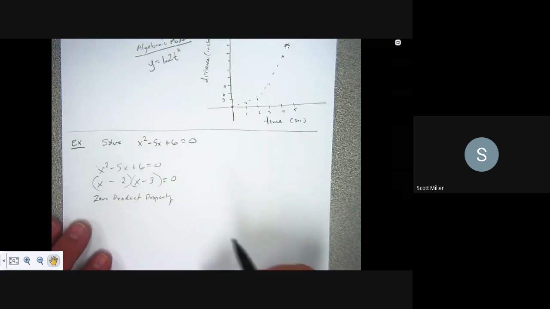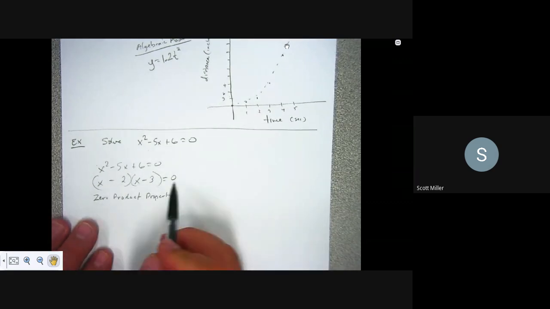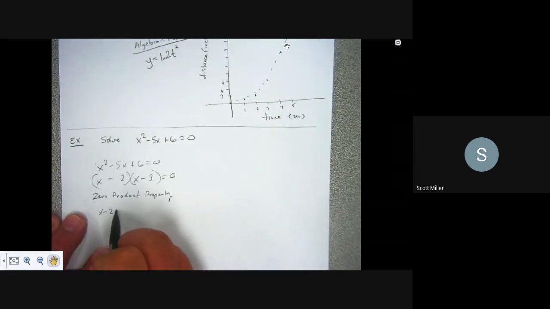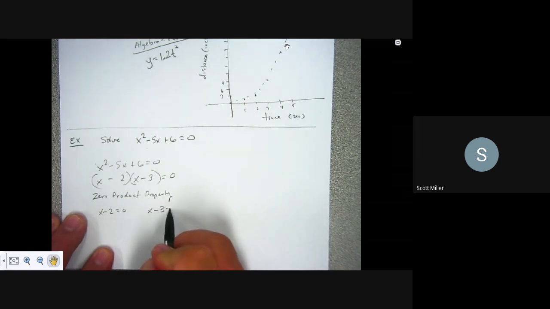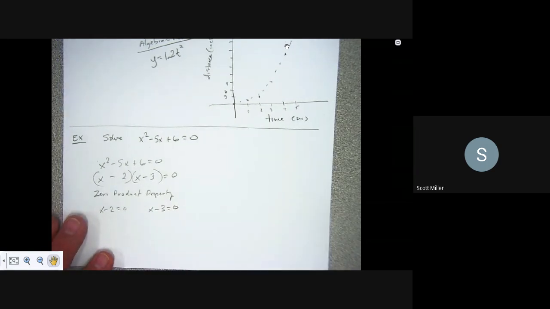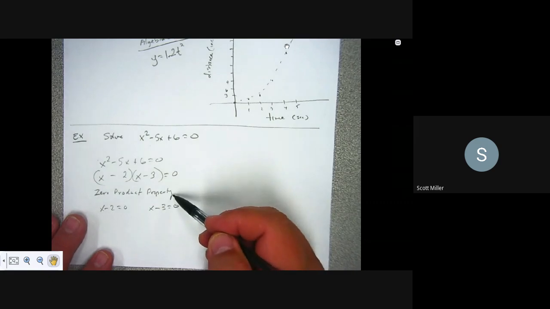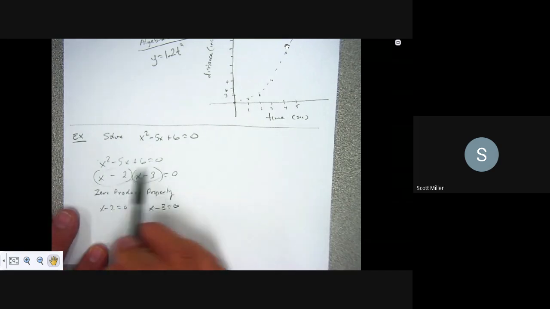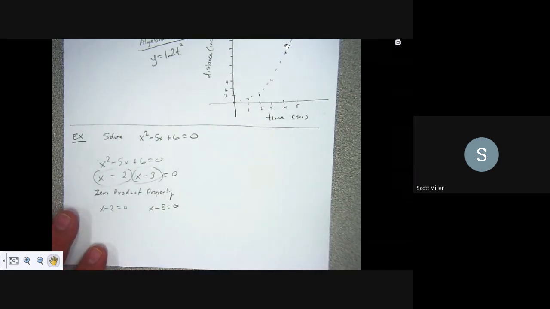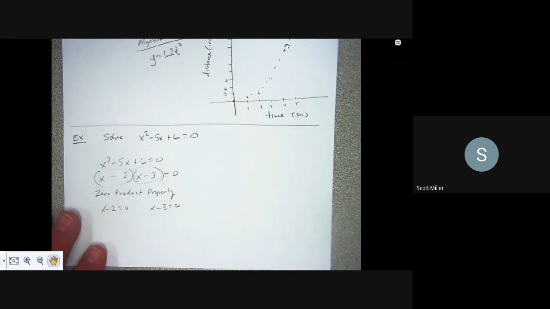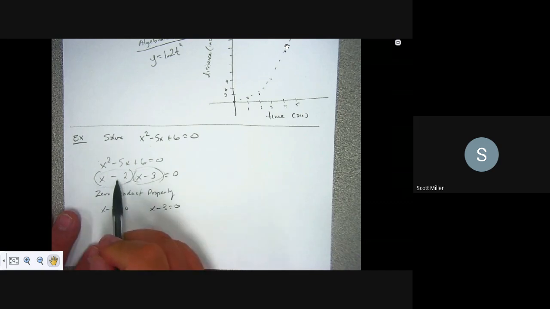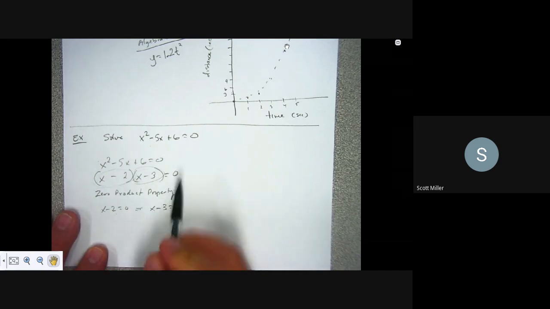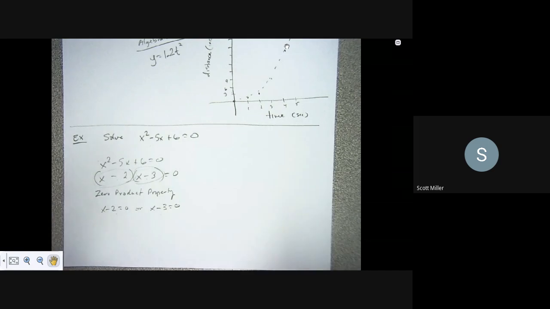Okay, so from Algebra 1 and Algebra 2, if you remember this, we do this, and then we take each of these things and we set them equal to 0. And a lot of times people don't really know why they're doing that. Well, that's what this property is saying. The zero product property says if two numbers multiply and equal 0, one of them has to be 0. There's no other way. So which one is 0? This one could be 0, or this one could be 0, or they both could be 0.